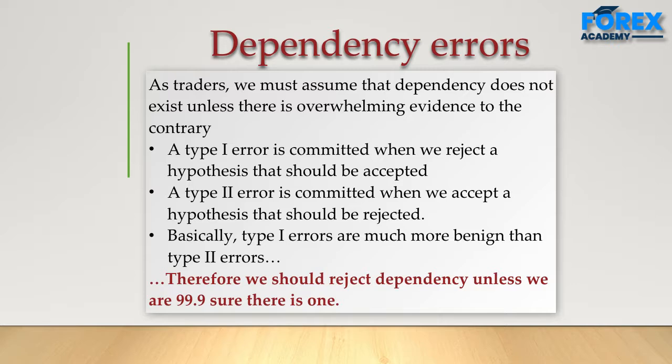In a trading environment, a type 1 error is to choose not to trade when a system is profitable. A type 2 error is to trade when the system is not profitable. In the first case, we just miss profits, while in the second case we actually lose capital. So, essentially when trading, type 1 errors are much more benign than type 2 errors. Therefore we should reject dependency, unless we are 99.9% sure there is one.